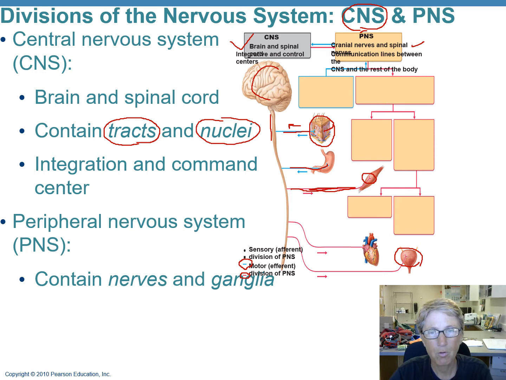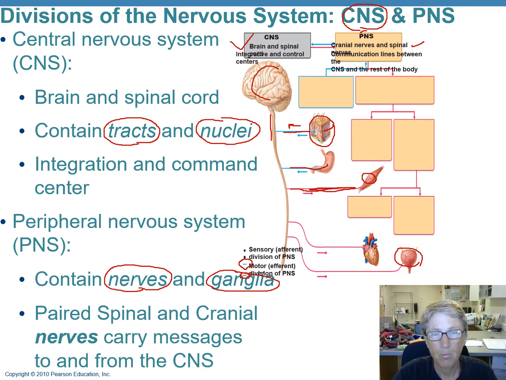And then the peripheral nervous system, that's over here, all this stuff in yellow, contains nerves and ganglia. But here's the trick. Nerves in the peripheral nervous system contain the same things that tracts contain in the central nervous system. So both tracts and nerves contain axons of neurons, and then both nuclei and ganglia contain cell bodies of neurons.